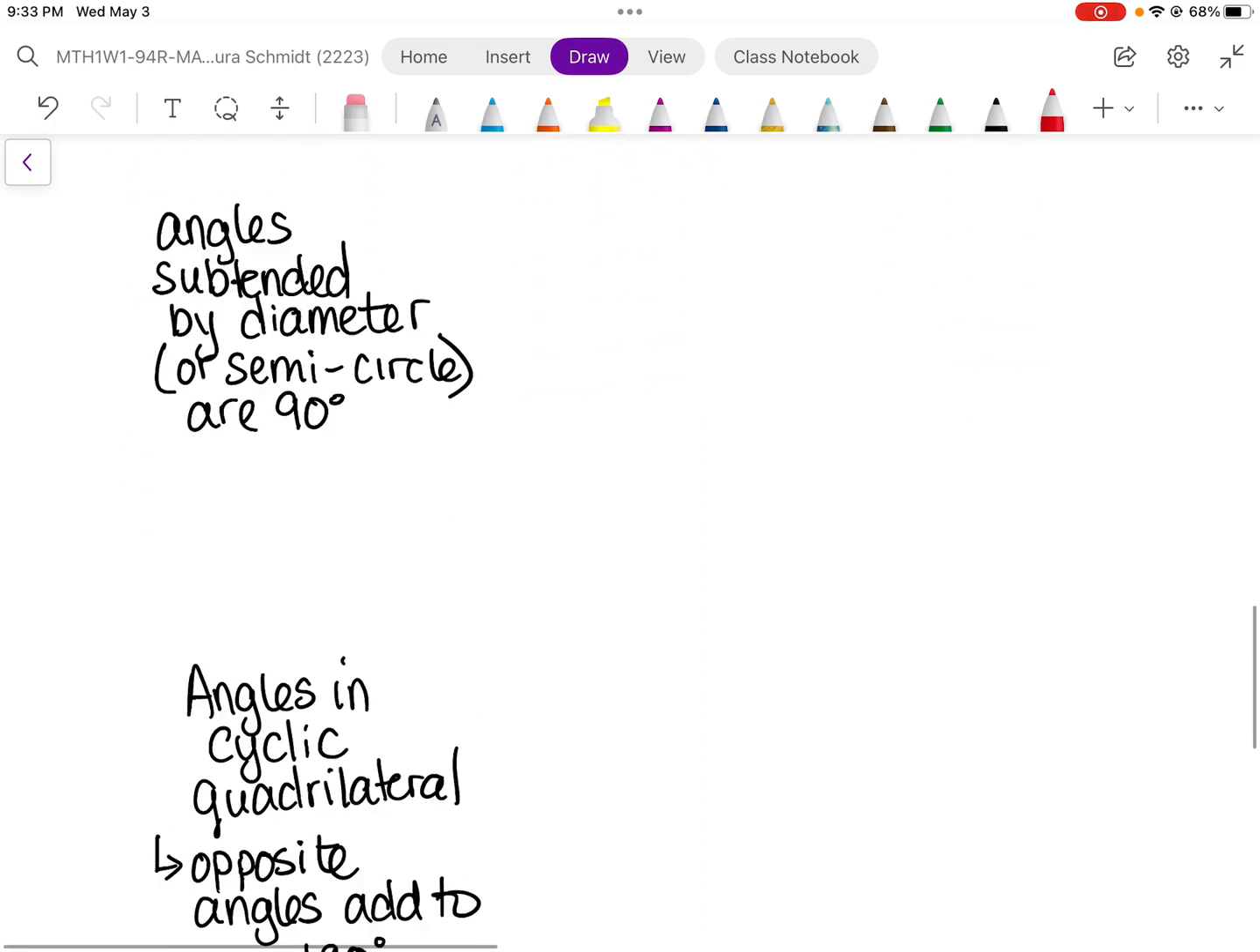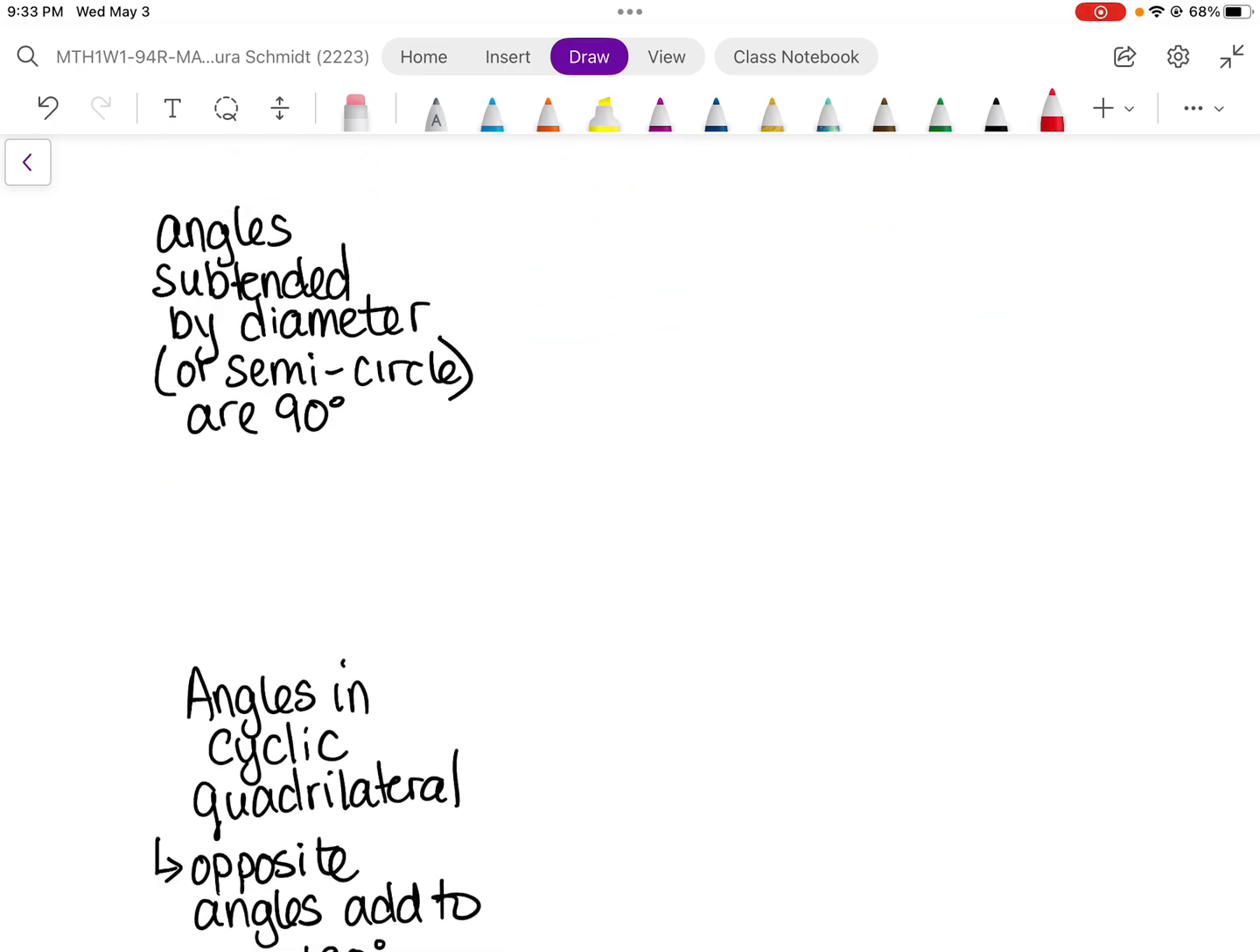Okay, next one. Angles subtended by diameter are 90. Oh yeah, this one's an easy one, I think. If you have a circle and you're going to put a triangle in it, but one of the sides is going to go through the center. And then you can make the other 2 sides look like whatever, as long as they all touch the circumference. So any triangle you make, this angle will always be 90 degrees.